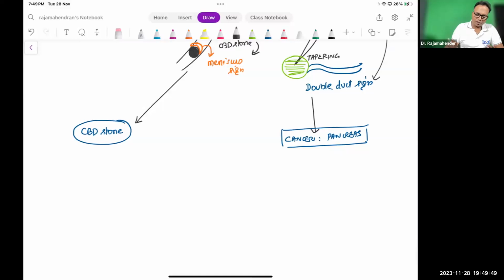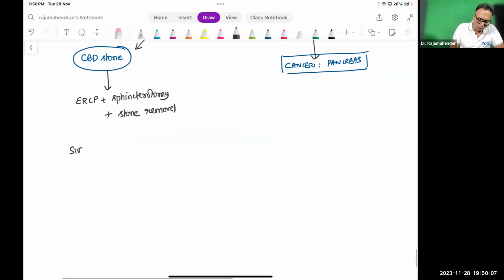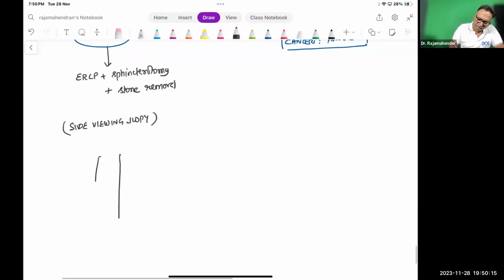If it is a common bile duct stone, nothing to worry because I can easily treat them by doing a procedure known as ERCP plus sphincterotomy plus stone removal. So I have to go for a simple procedure using a side viewing scope. I am going to show you all these images. Using a side viewing scope, I am going to cannulate the bile duct and I am going to remove the stone and I am going to put a stent inside the bile duct like this, known as double pigtail stent.